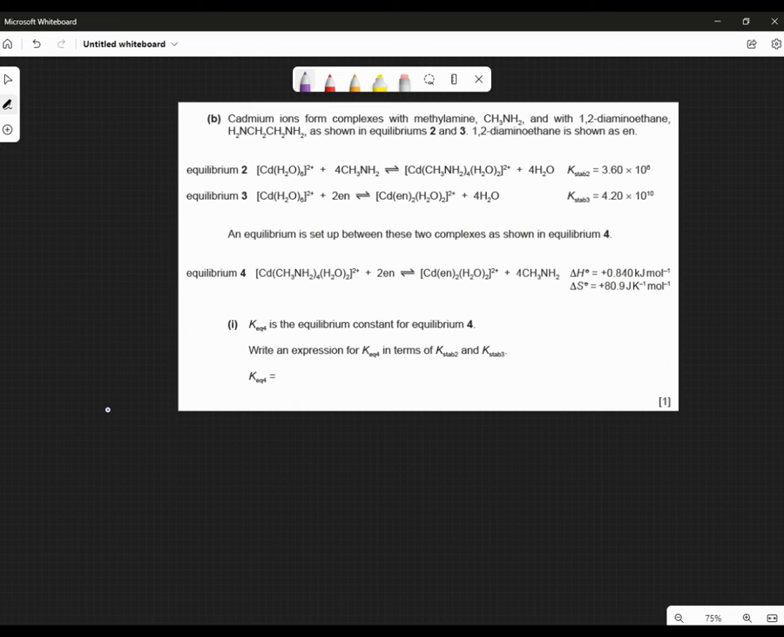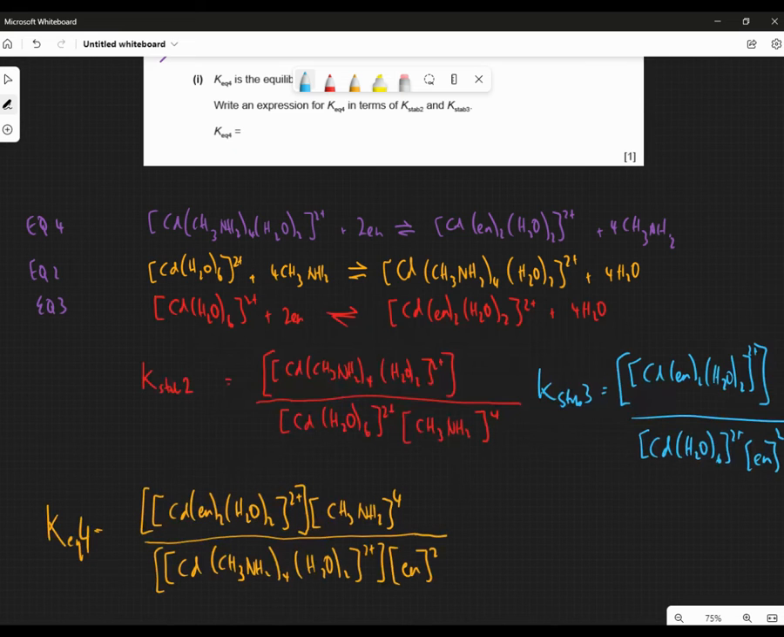Okay, so basically we've got to figure this out, get this one from these two. All right, how are we going to do that? Let's write down equilibrium 4. Well, it's a lot of writing, but never mind. We've got cadmium. Let me pause the video and come back when I've written it all, because otherwise it will take forever, won't it? Well, there you go. I've written everything out. It's a lot of writing for 1 mark, I must admit.